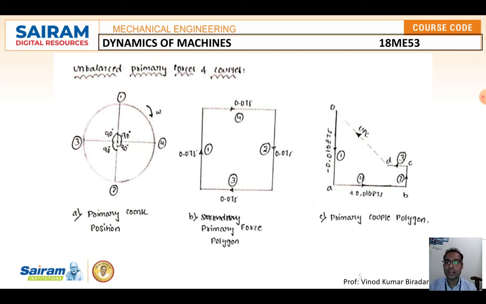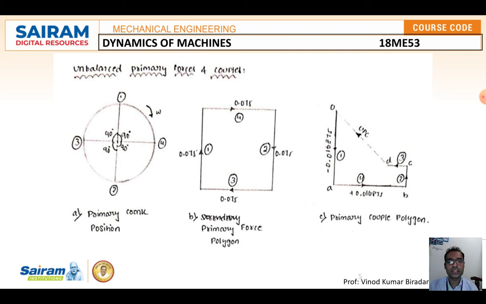Okay, so that is called the primary crank position. Come to the primary force polygon. If it is not closed, then there is a chance of calculating an unbalanced force. If it is closed, there is no need of calculating the couple for the primary force polygon. Here, you have to construct it based on the firing order.